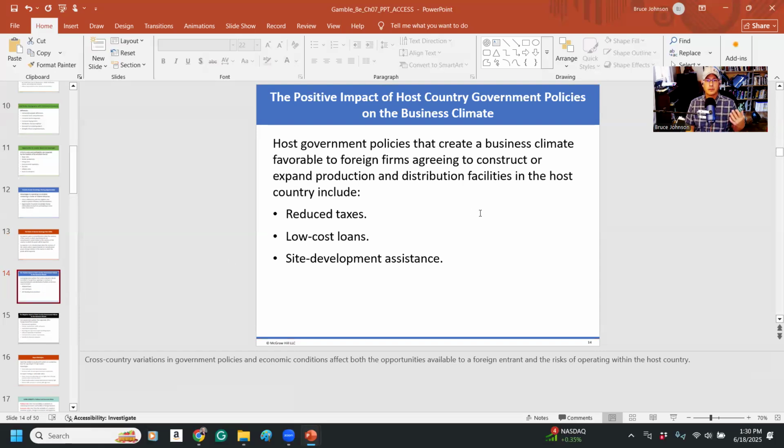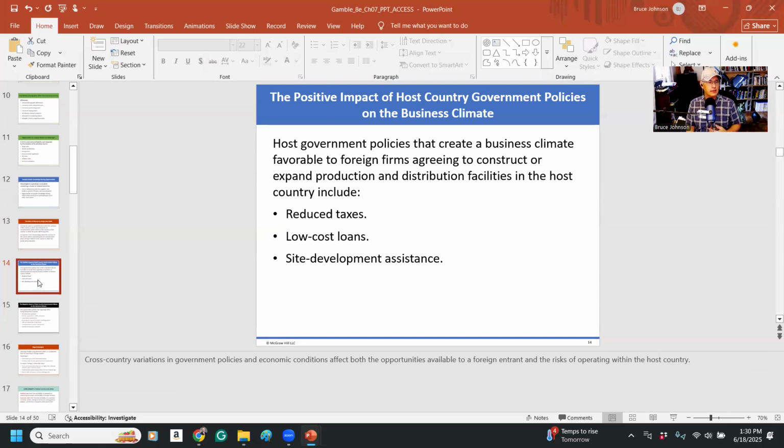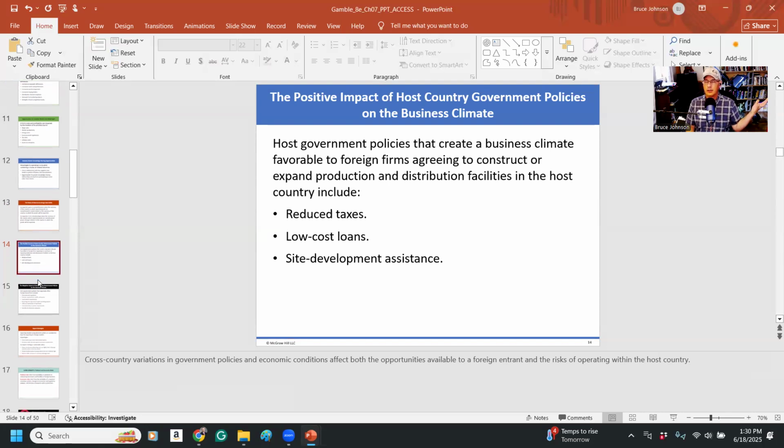One of the things that can happen is a positive impact from the host country's government policies on the business climate. They might lend money to these importers or companies wanting to operate there at lower rates, or give them tax advantages, reducing tax amounts because they're trying to generate the economy. They might give assistance, maybe a discount when buying land. And in the United States, we do that. Here in Brookings, we've done that, I believe, with Target, and we did that with Walmart, among a couple of other businesses.